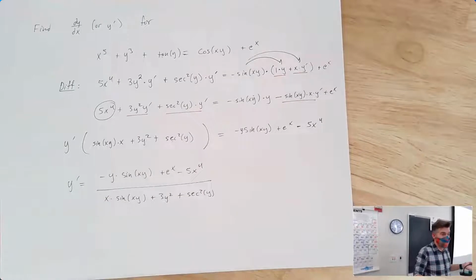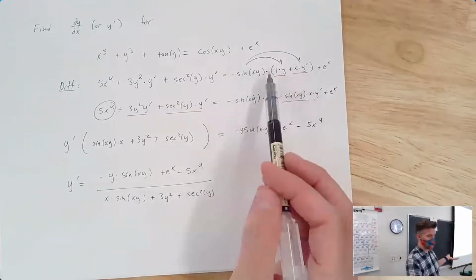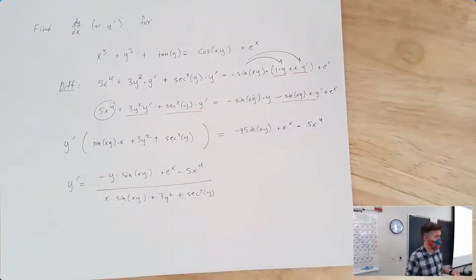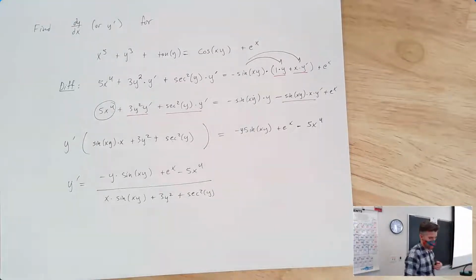It's a process. It's literally the same 3 or 4 steps every time. Differentiate both sides. If you have to, you distribute things. If you've got a y prime and not y prime, then you group all the y primes on one side, factor out what there is, divide by what there is. It's just the same thing every time. Questions before we do a couple more?